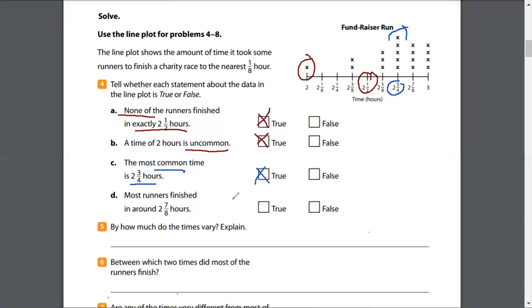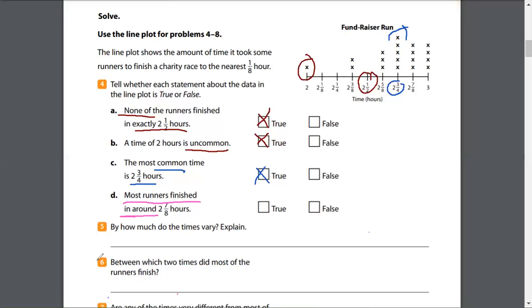So D: most runners finished around 2 7/8 hours. Well, we just told you what the most common time was, right? It's 2 3/4 of an hour. So when we look at 2 7/8, we can't say that most of the runners finished in it, because one more person, it only takes one, finished at 2 3/4 hours and around. But you do have 4 runners who finished in 2 7/8 hours. Right. So most of the runners finished in. So this is where I have to go back and underline these keywords. So 2 7/8 hours.